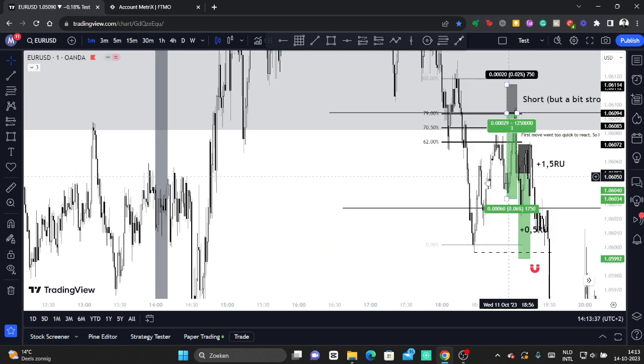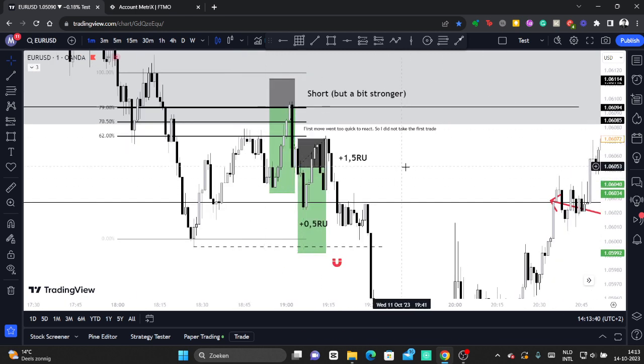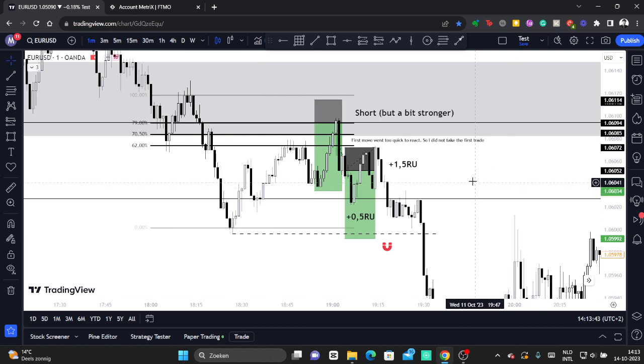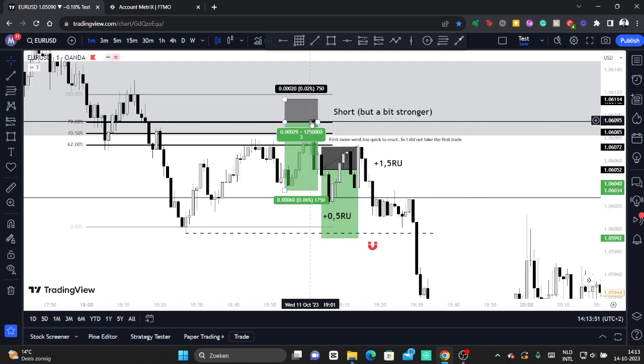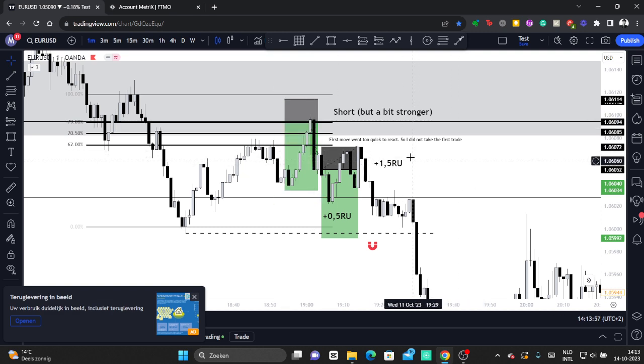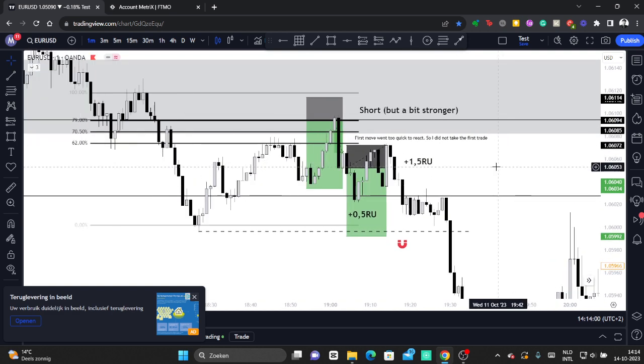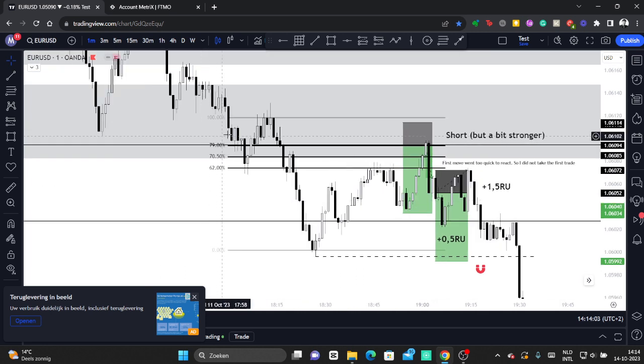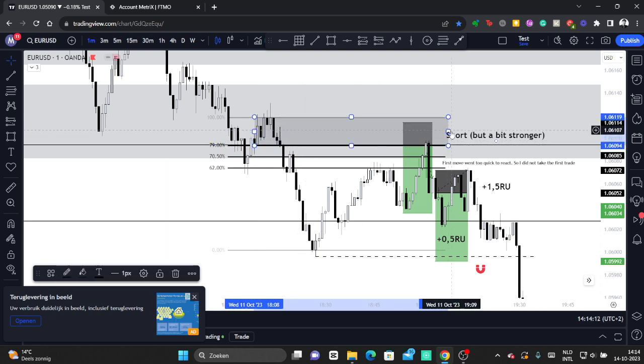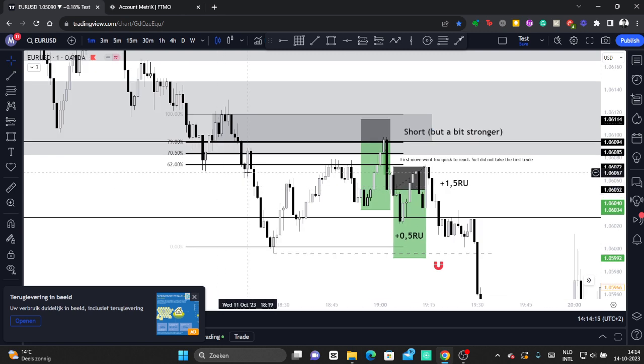This is on Wednesday, and you see 2 trades again, but the first one I did not take. As you can see, the first move went too quick to react. When this came in here, it was like a second, boom, it closed, and this one immediately went this way. So I was already out for this trade. I used the Fibonacci level on this part. This was a 15-minute level, and this was a zone. I wanted to take this short trade, but it had already gone.